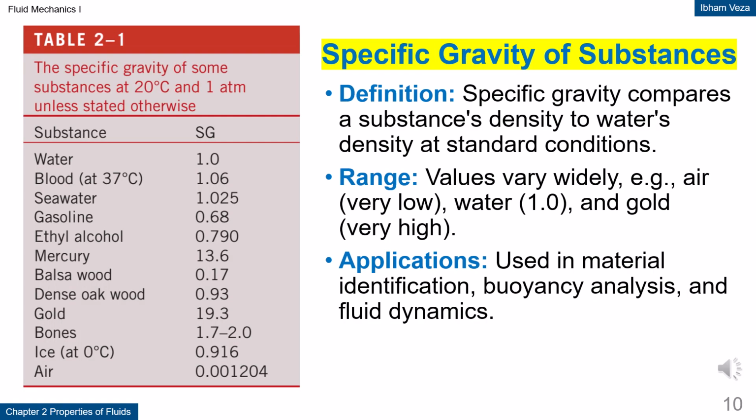Specific gravity of substances. Specific gravity compares the density of a substance to the density of water at standard conditions. It is a dimensionless quantity and provides a quick way to judge how heavy or light a substance is relative to water. Substances like gold have very large values, while air has very small ones. This concept is often used in buoyancy analysis and material identification. With specific gravity, comparing material properties becomes much simpler.